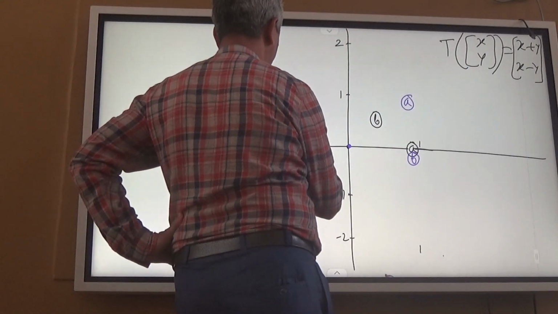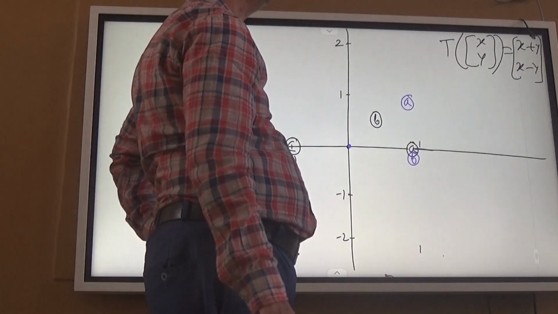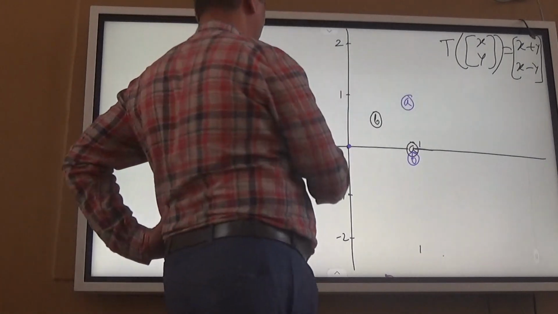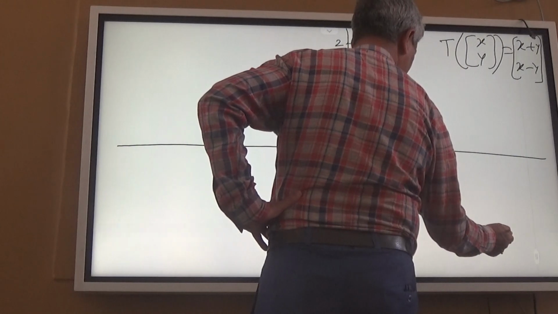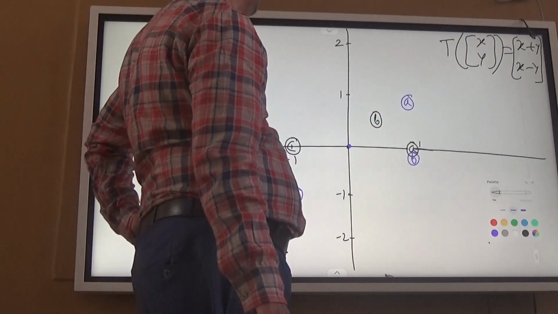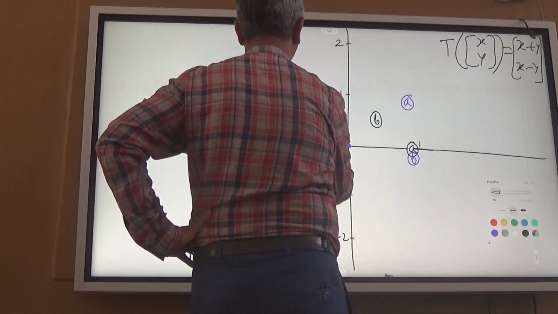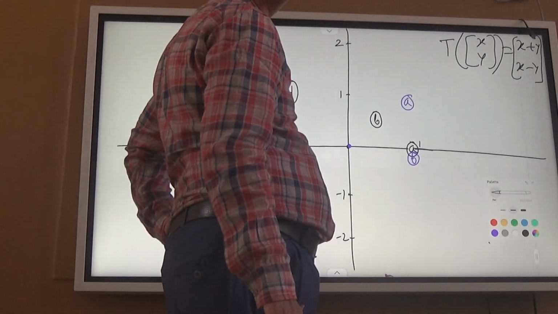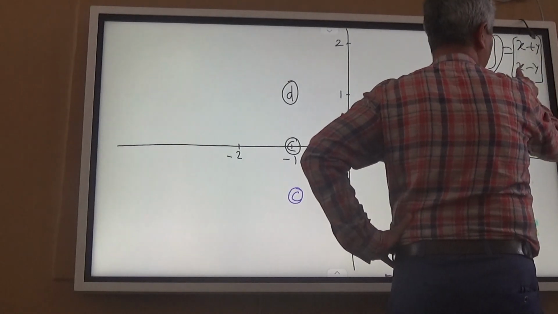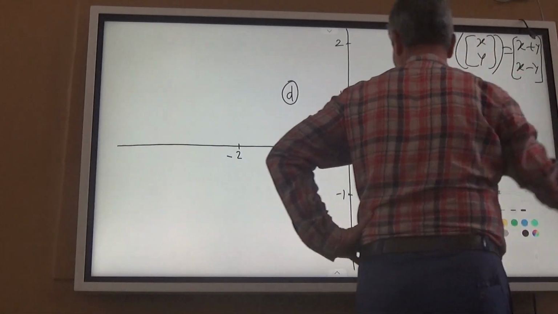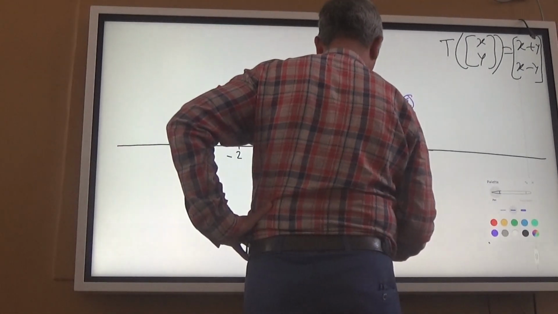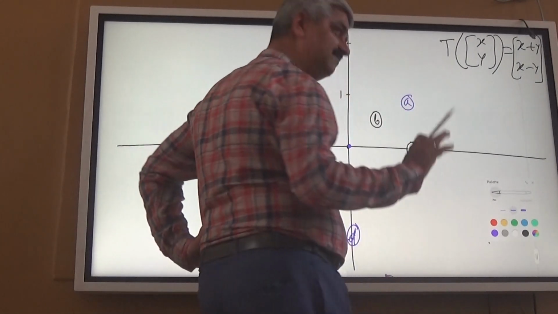Minus 1 0, minus 1 minus 1. Minus 1 1, minus 1 plus 1 0, minus 1 minus minus 1. It means 0 minus 2. Is it right?